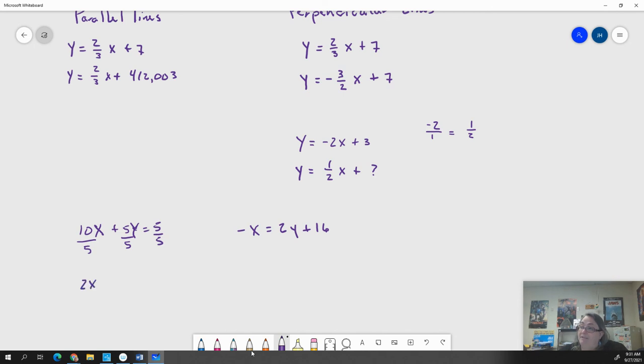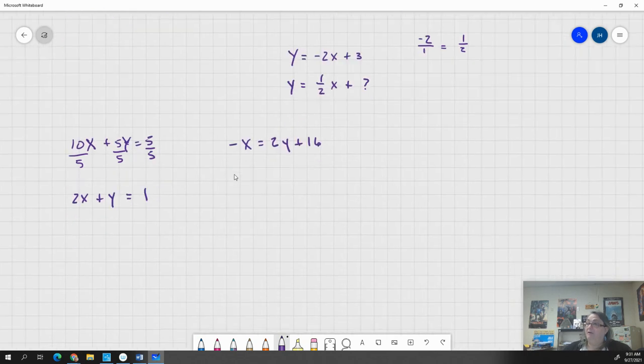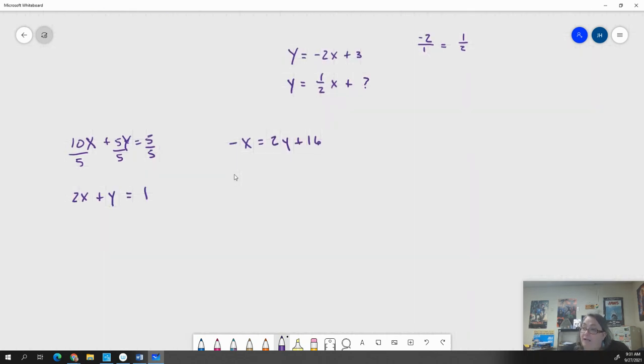And I would have 2x plus y equals 1. Right? And now I'm just going to solve it for y. I'm going to subtract 2x from both sides. And I get y equals minus 2x plus 1.